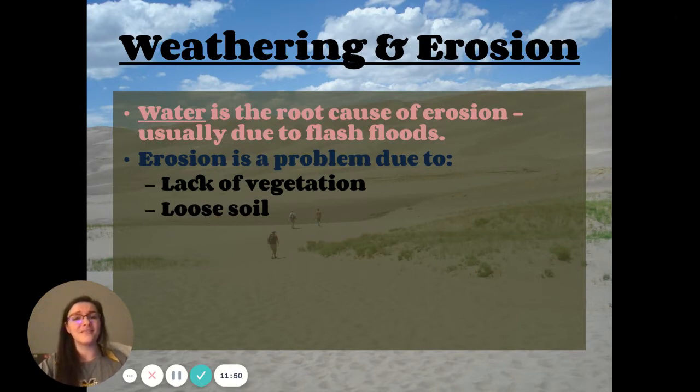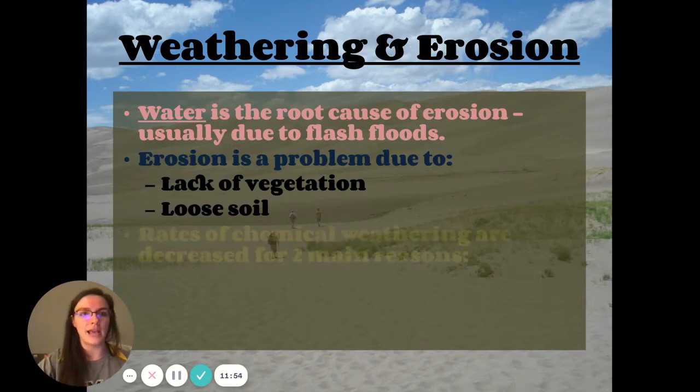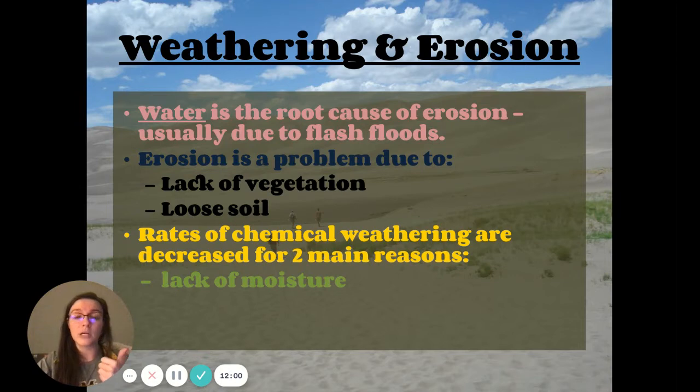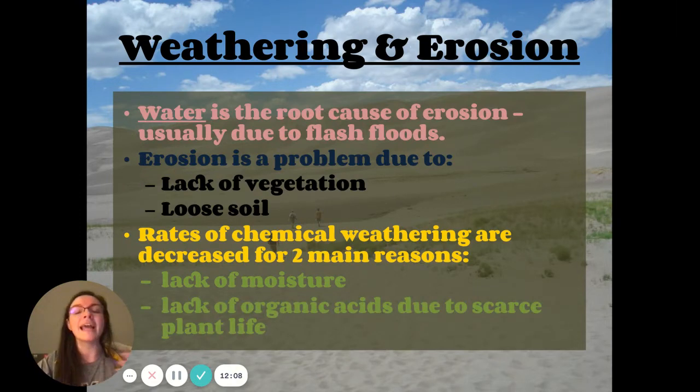The soil is also very loose. It's very dry. Things aren't compact like clay. And the rates of chemical weathering are decreased because of this lack of moisture. Remember, I showed on that chart before that rainy areas tend to have the most chemical weathering, and because of the lack of organic acids due to scarce plant life.